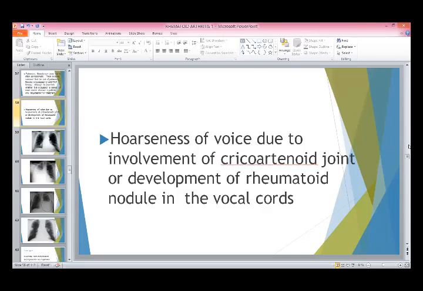Sometimes a patient can come with hoarseness of voice. But this hoarseness of voice is because of cricoarytenoid joint involvement or the development of rheumatoid nodules. A small nodule is formed in the vocal cords.